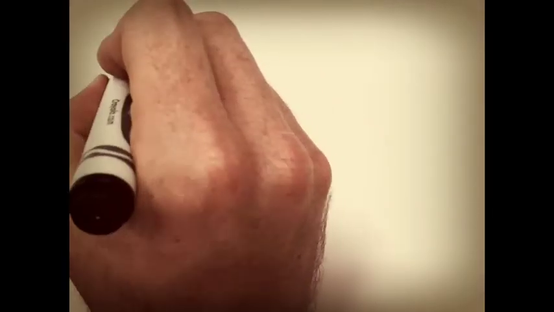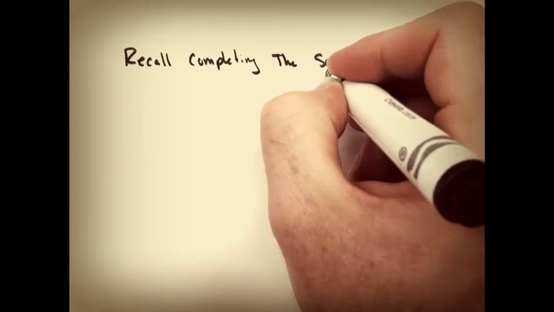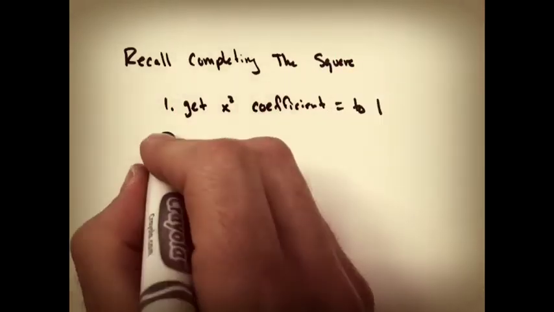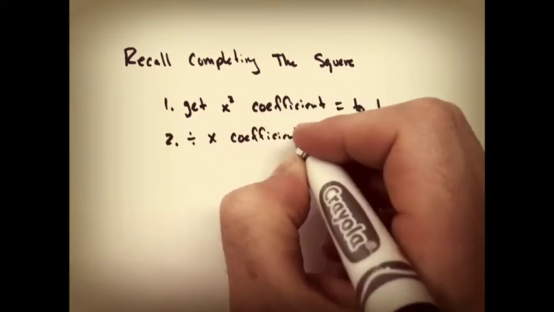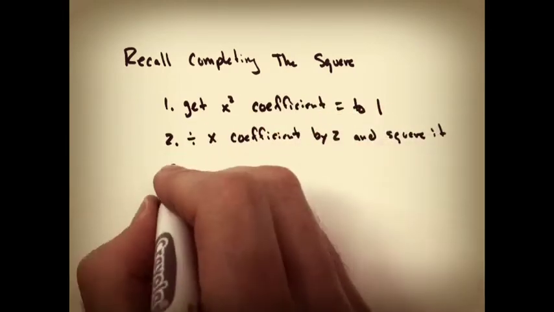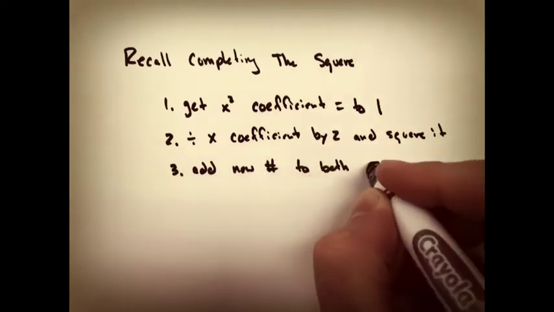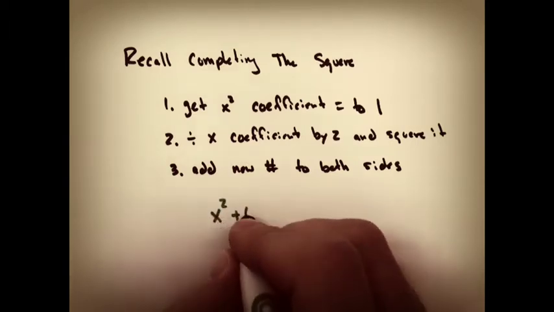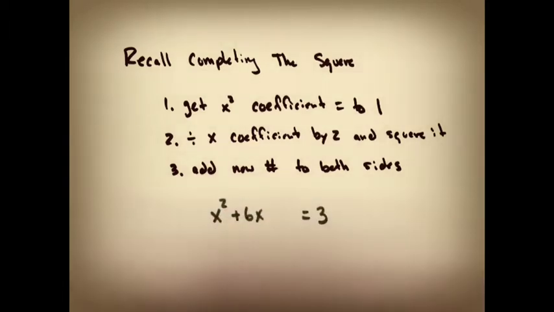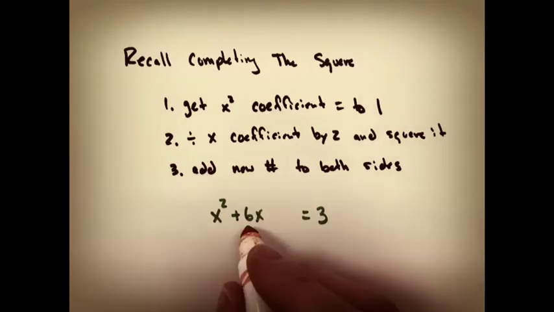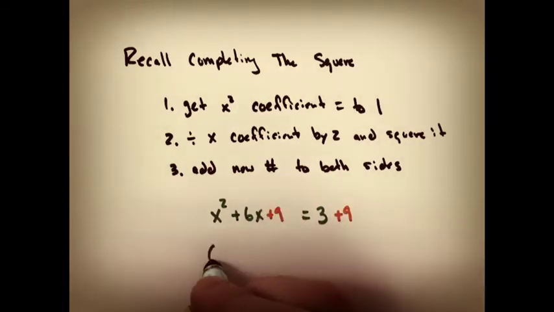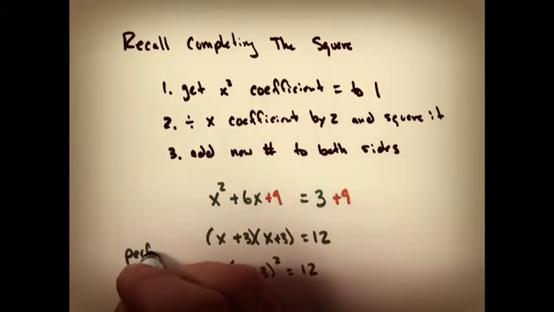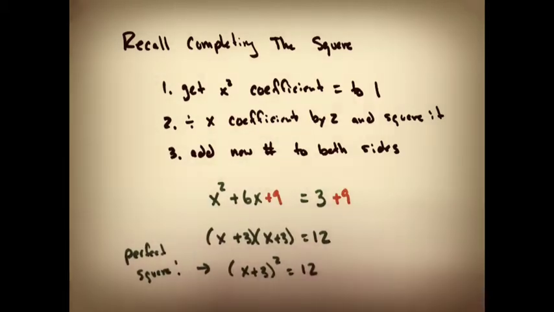In order to do that, we're going to have to remember how to complete the square. And remember, the idea is to get your x squared coefficient equal to 1, divide the middle term by 2 and square it, and then add that new number to both sides. Those are the 3 steps to completing the square. An example is shown below. If we want to turn the left side into a perfect square, we follow the 3 steps above. Now we got a perfect square on the left-hand side.